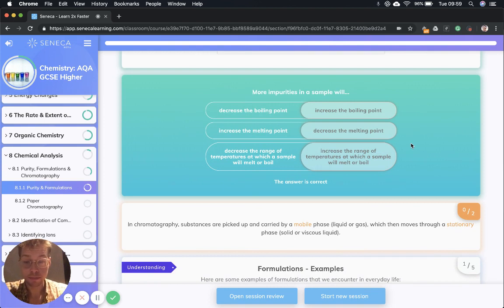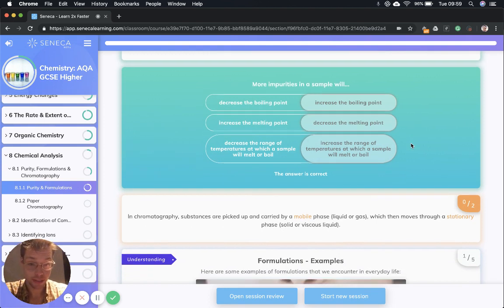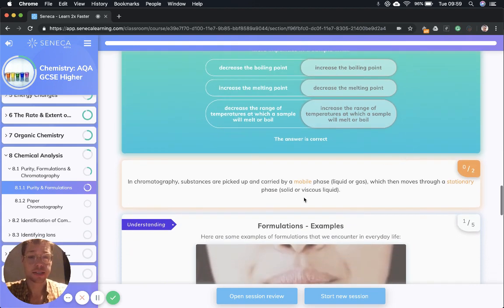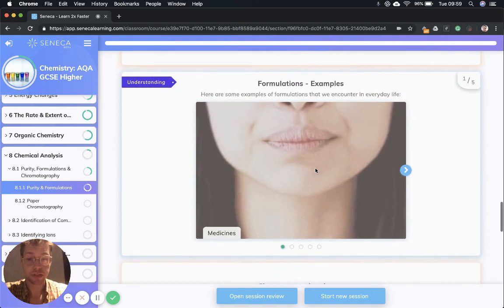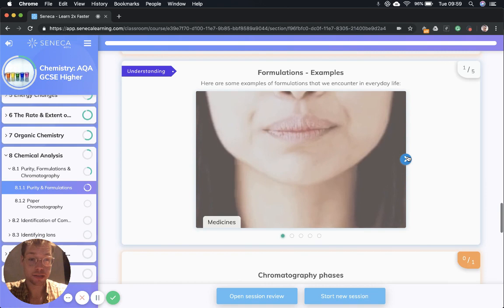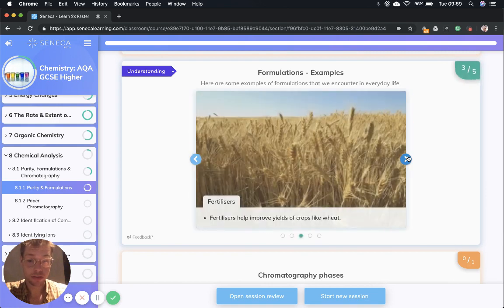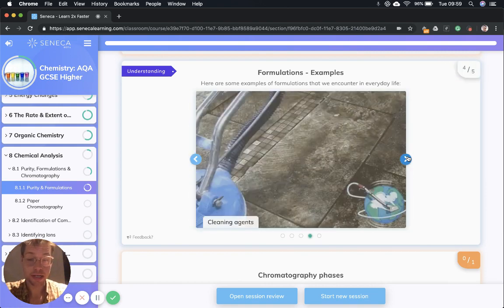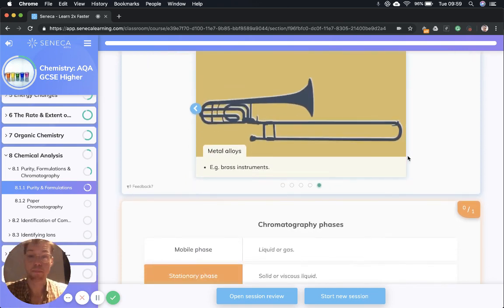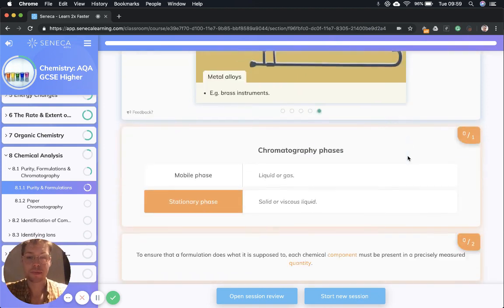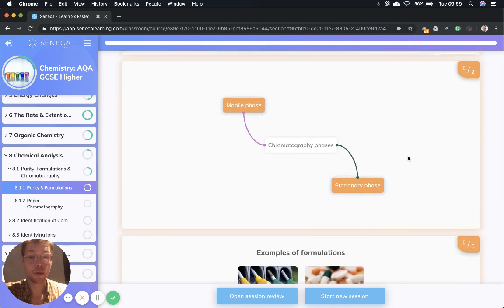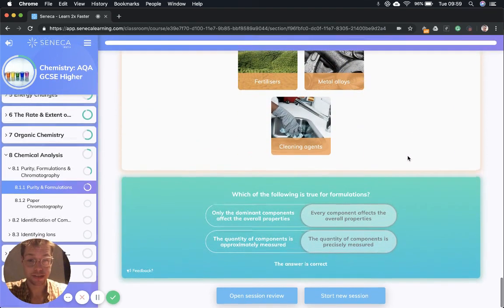Now, in chromatography, substances are picked up and carried by a mobile phase, liquid or gas, which then moves through a stationary phase. And do you remember what that was? That's a solid or viscous liquid. So very quickly, let's just review some examples of formulations. We have medicines, fuels, fertilizers, cleaning agents, and metal alloys. So something like brass instruments. So if you're a trumpet player, boom, you like your formulations. Okay, so what are the two phases of chromatography? A mobile phase and a stationary phase, okay?